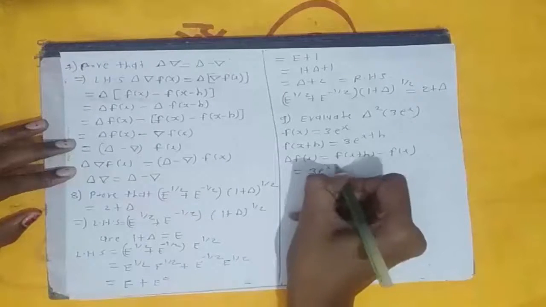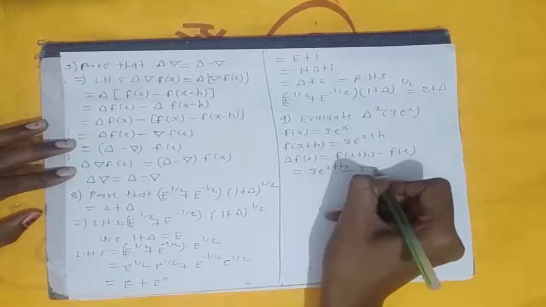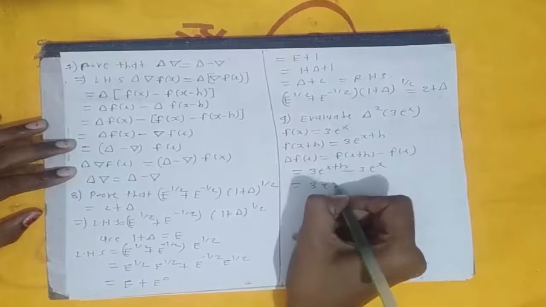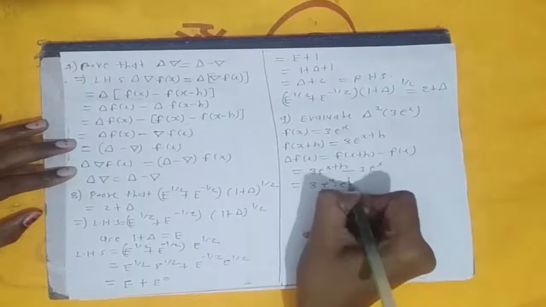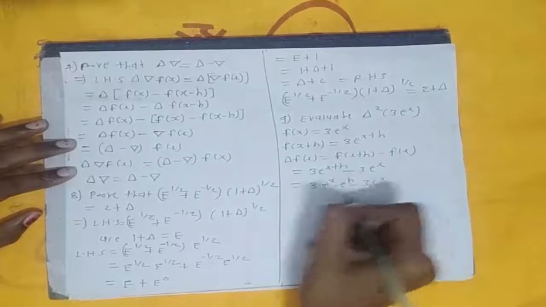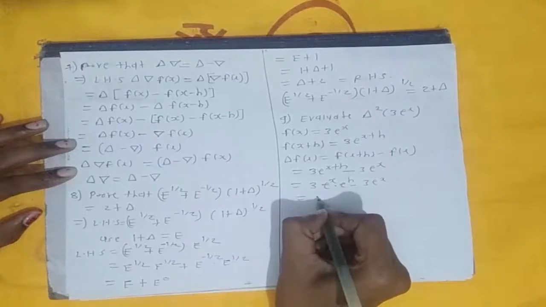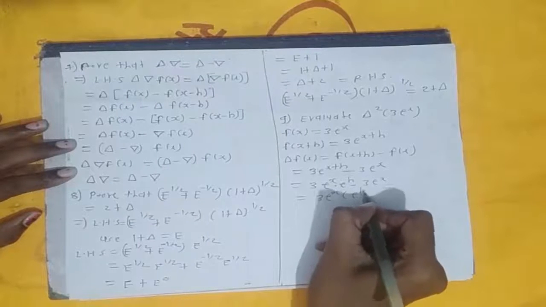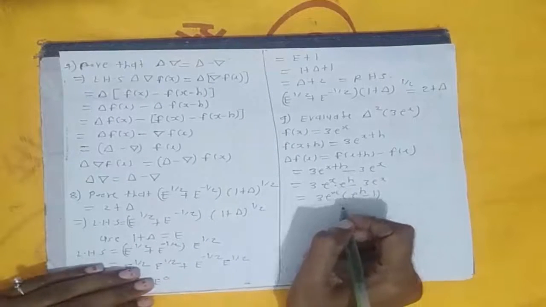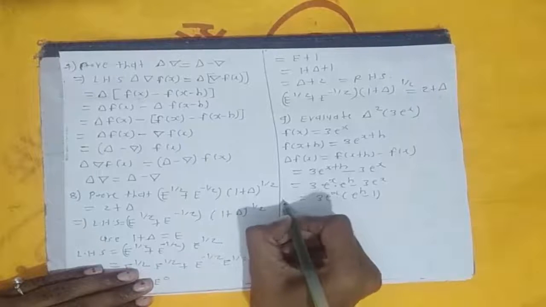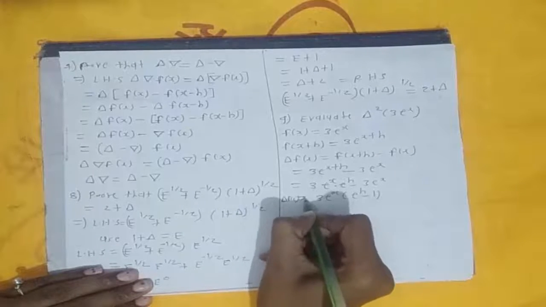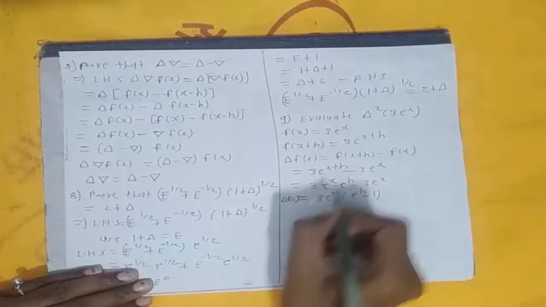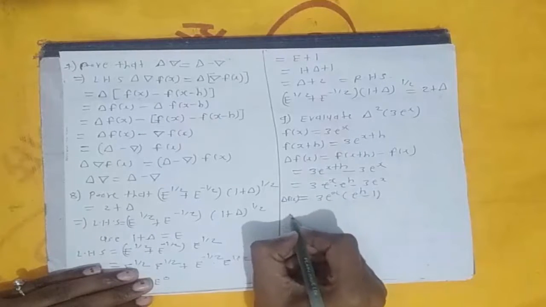so we get f of x plus h will be 3 e raised to x plus h minus 3 e raised to x, is equal to, we separate here the power of e, that is we get 3 e raised to x into e raised to h minus 3 e raised to x. Then from these two terms we take 3 e raised to x outside and in bracket we get e raised to h minus 1. Which is the delta f of x, that is the first order forward difference for this function, but here we have to find delta square, that is the second order forward difference.